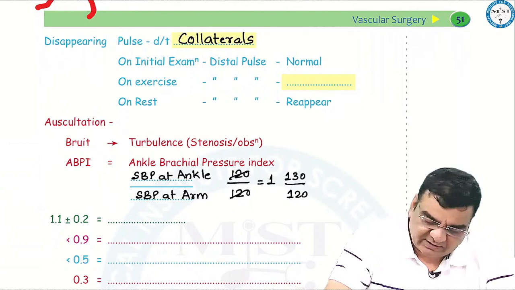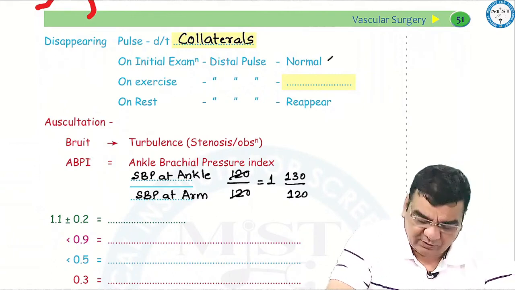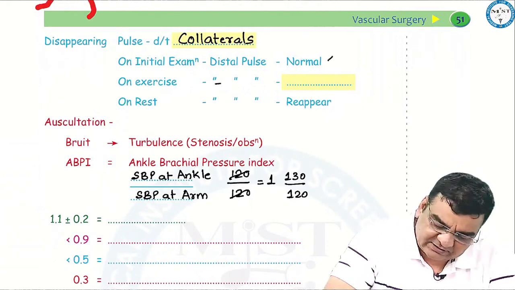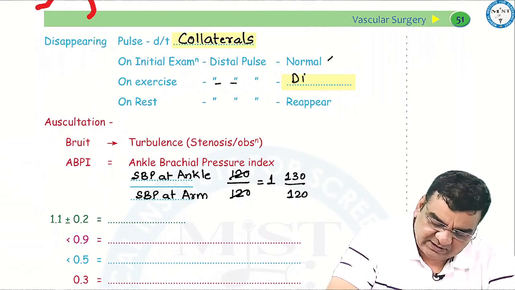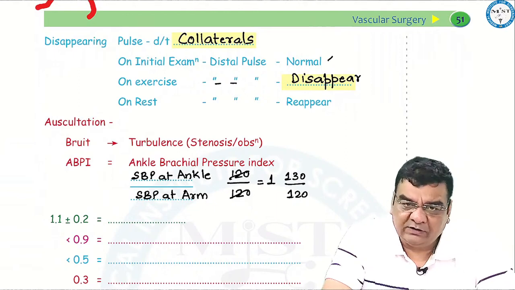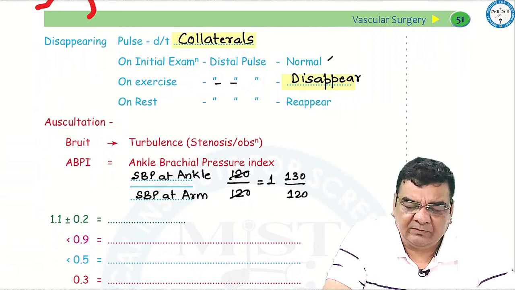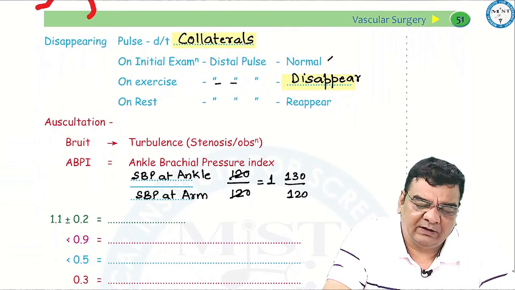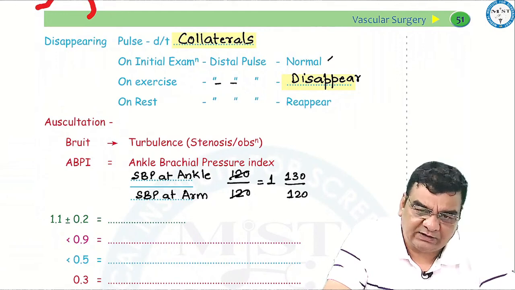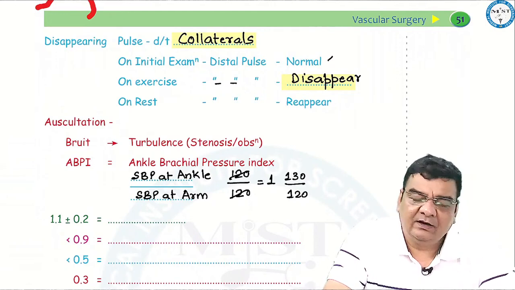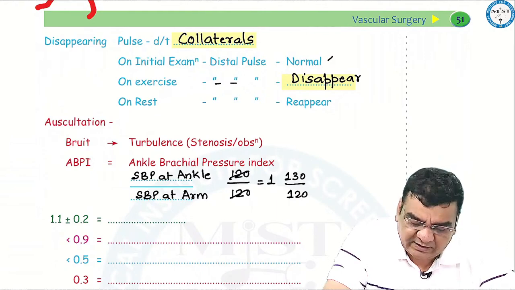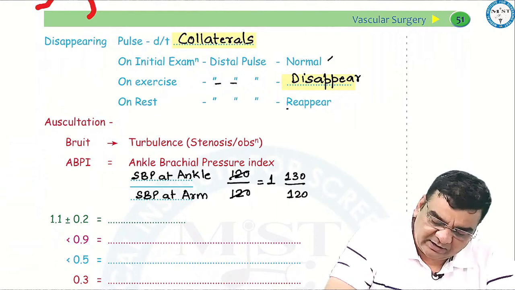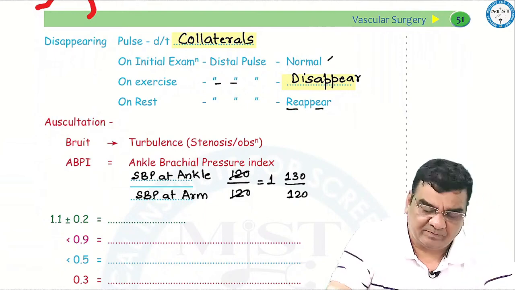On initial examination, the distal pulse may be normal. On exercise, the distal pulse disappears because the collaterals will not be able to supply the increased demand at exercise. So the blood is not coming properly in the distal vessels. That is why the distal pulse disappears. Now you ask the patient to take rest. At rest, again these pulses reappear.